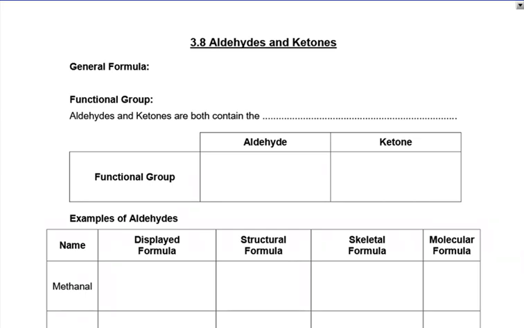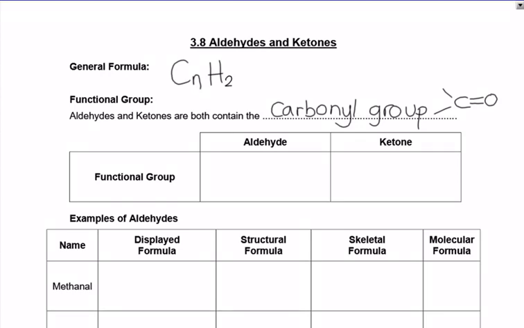In this video we're going to have a look at the structures of some aldehydes and ketones. Now aldehydes and ketones both contain the carbonyl group, and the carbonyl group is a trigonal planar carbon with a double bonded oxygen. The general formula for aldehydes and ketones, because they've got some level of unsaturation, is CnH2nO. So for every carbon there are twice as many hydrogens and an oxygen.